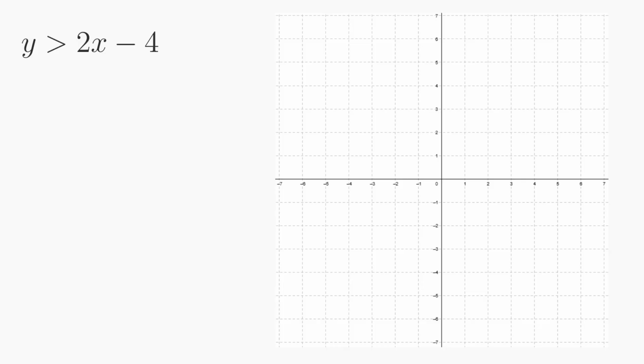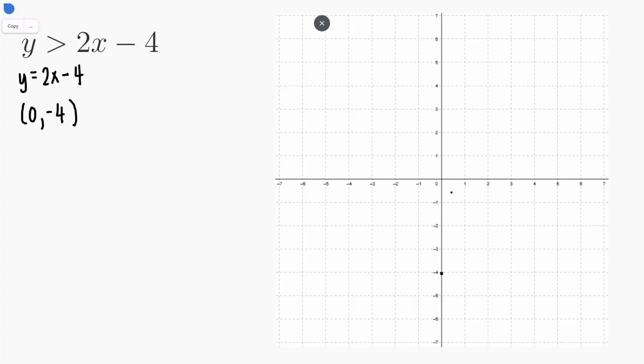For this inequality, we have y is greater than 2x minus 4. Our boundary line is going to be y equals 2x minus 4. So let's find the points on this line. Let's start with the y-intercept. That's going to be 0, negative 4. 0, negative 4 is right here.